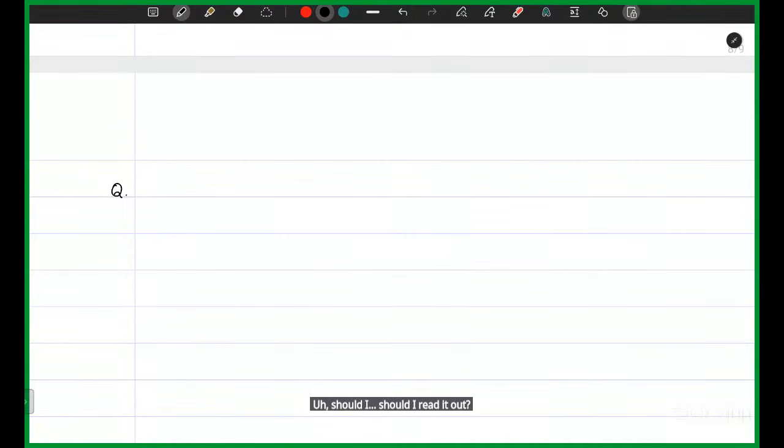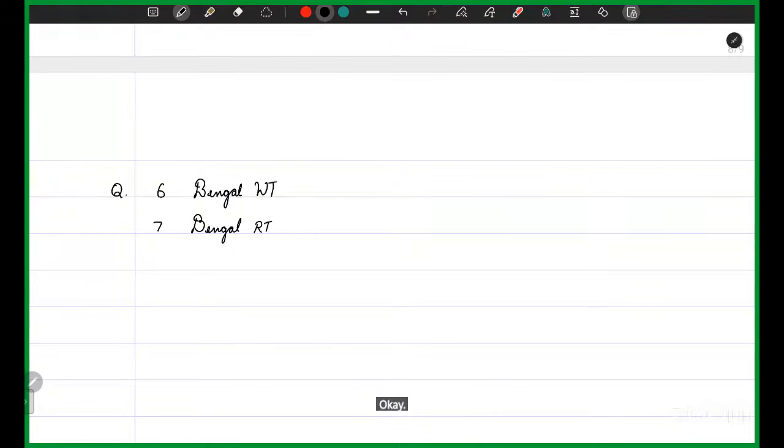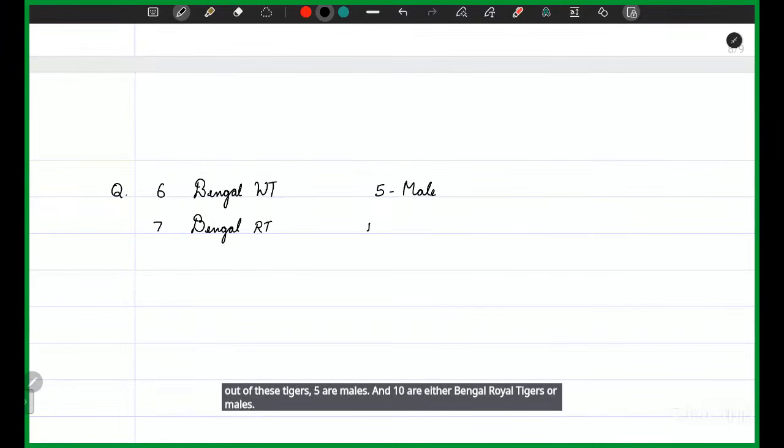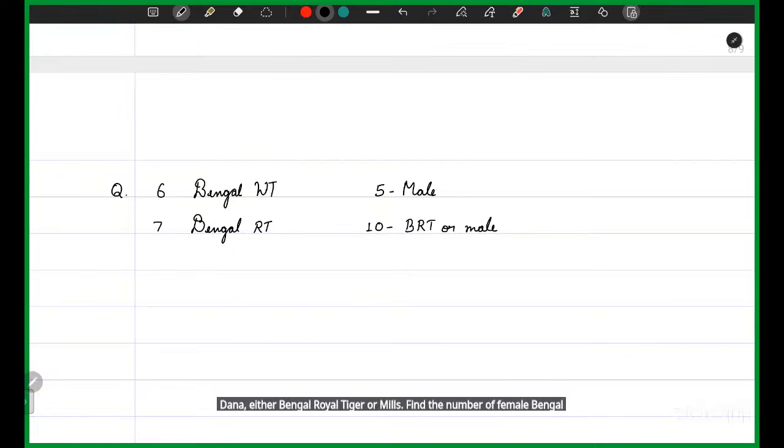In a zoo, there are 6 Bengal white tigers and 7 Bengal royal tigers. Out of these tigers, 5 are males, and 10 are either Bengal royal tigers or males. Find the number of female Bengal white tigers in the zoo.